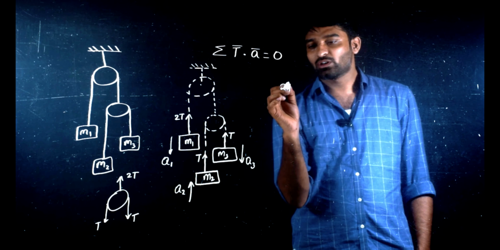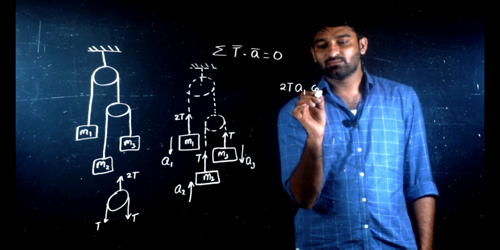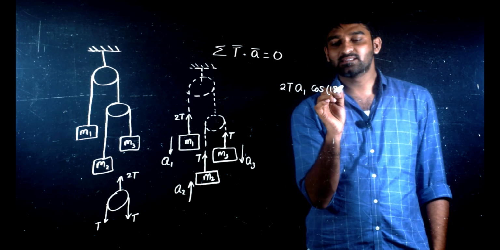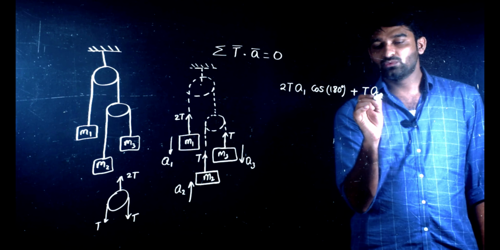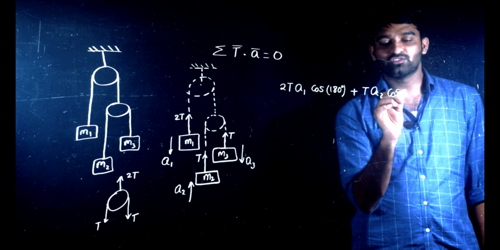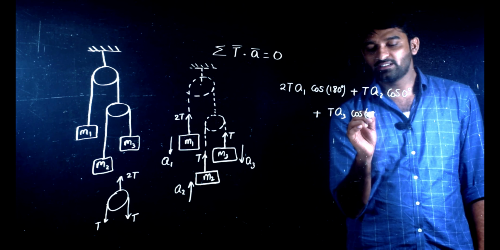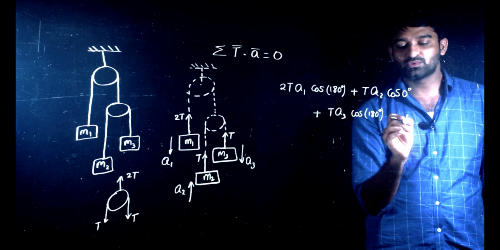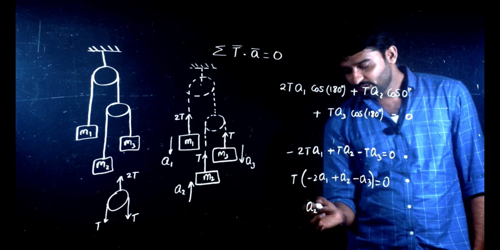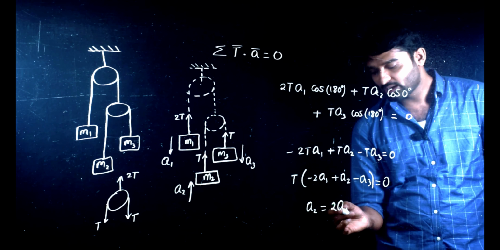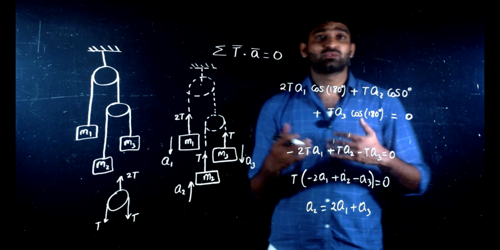So when we do the dot product, we have to take the product of magnitudes times the cos of the angle between them, which means we're going to get 180 degrees because these two vectors are opposite to each other. T A2 cos of the angle between them, which is 0 degrees. T A3 into cos of 180 degrees. We got the terms, equate them to 0. Next, simplify. Ultimately, you're going to get A2 equals 2 times (A1 plus A3). We got the equation so easily.